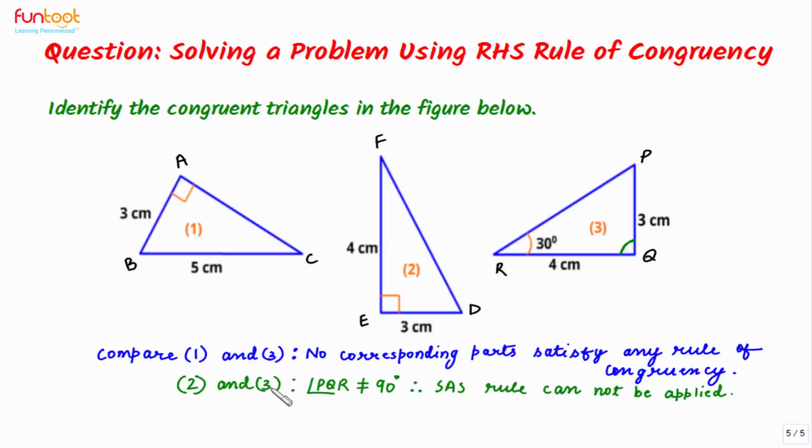So in triangles 2 and 3 also, we cannot say they are congruent because angle PQR is not equal to 90 degrees. Therefore, SAS rule cannot be applied here for stating the two triangles as congruent.